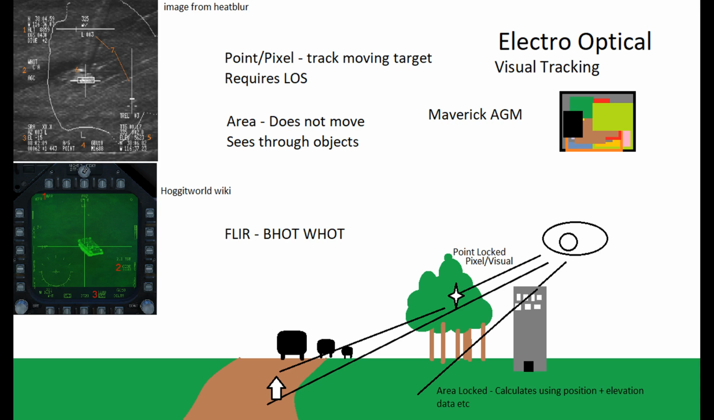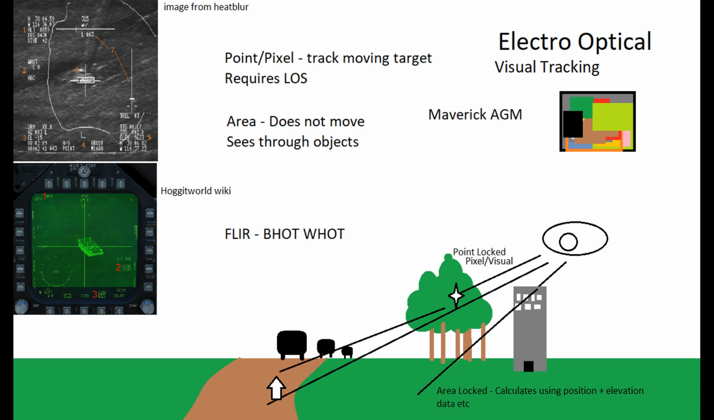So this little picture I've drawn is trying to show you. I don't know if you'll be able to understand, but it is a fairly simple concept. It's just drawing it is a bit weird. So we can see that we've got an area lock with this bottom line that goes through a building. The area lock calculates using position and elevation data, and it will target a particular spot on the ground.